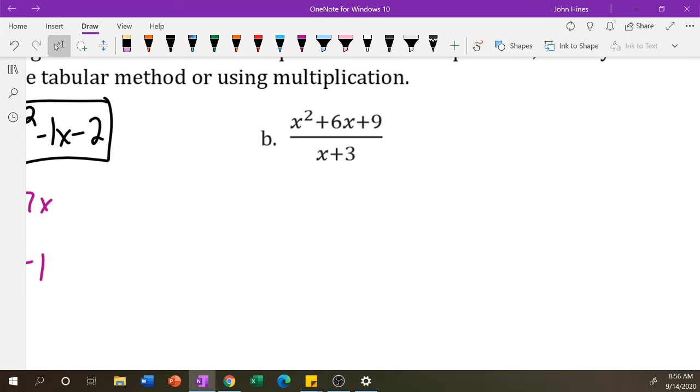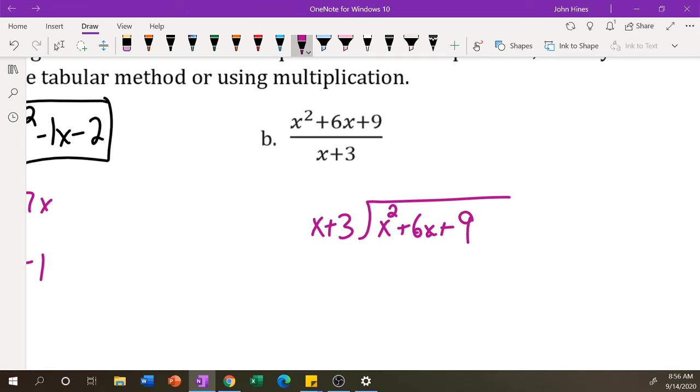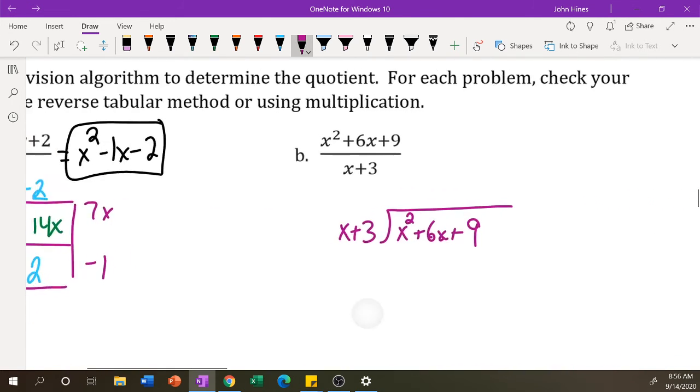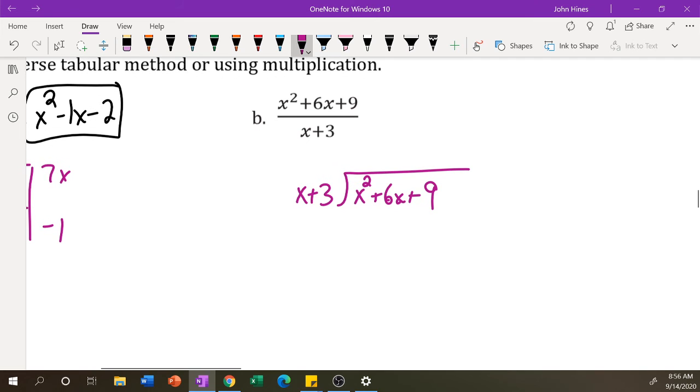For choice B here, I'm going to use long division. I'm going to use the long division algorithm here just because it's a small enough problem. So x plus 3 is my divisor, and inside I'm putting x squared plus 6x plus 9. So now I'm going to go through the exact same steps as if I was doing the reverse tabular method. This is just going to be a more drawn out algebraic process. So I'm going to ask myself, what times x is x squared? Well, x times x is x squared, and x times 3 is 3x.